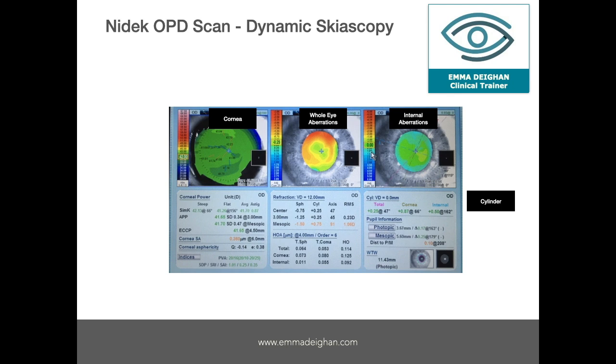It will give you information on the pupils, the mesopic pupil versus the photopic pupil. This gives us an idea of where the patient's looking in the day and where they're looking at night. And if there's a big difference, is this going to cause a problem? It also looks at the refraction in the centre of the pupil and at 3 millimeters. So again, what is the patient's refraction like when they're driving during the day and driving at night? This will also indicate if they have a lot of spherical aberration.